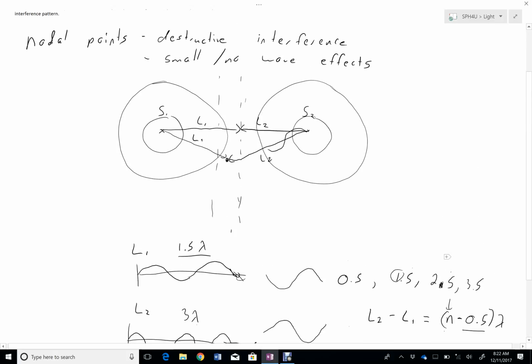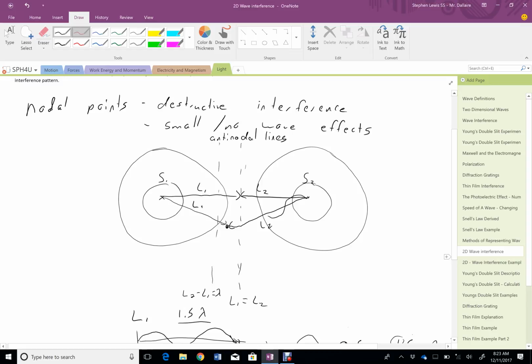Now, if you imagine then we go back to our pattern, that means that we have these lines. This would be the L1 equals L2. This one would be L2 minus L1 equals lambda. These constructive or antinodal lines. And we also have these spots in the middle. I'll add them in red. And these represent where L2 minus L1 would be equal to half a lambda.